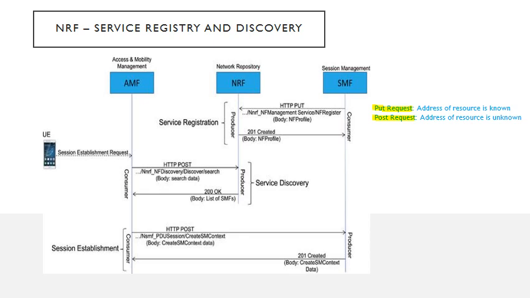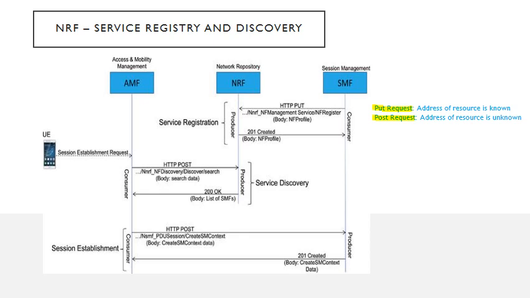So the NRF needs to have the record of all the network functions before the service discovery. As explained earlier in previous slides, all the network functions have to register themselves first with the NRF. So here, in this example, the SMF is registering its services in the NRF by using an HTTP PUT request. So why is the HTTP PUT request used? Because here the SMF is telling the NRF the address where it wants itself to be stored, or where it wants its profile to be stored.